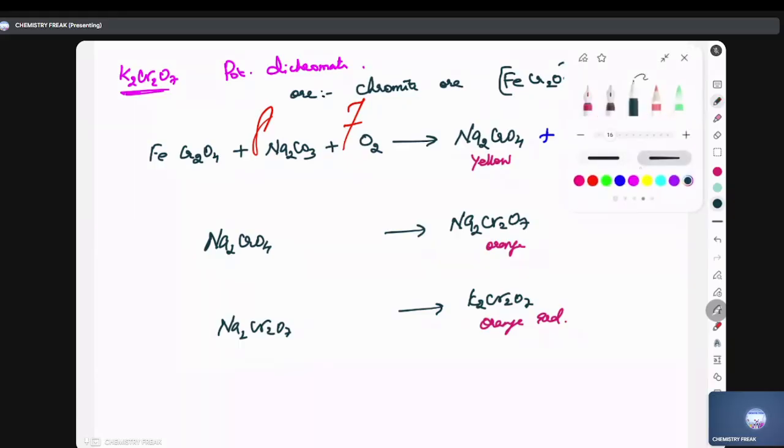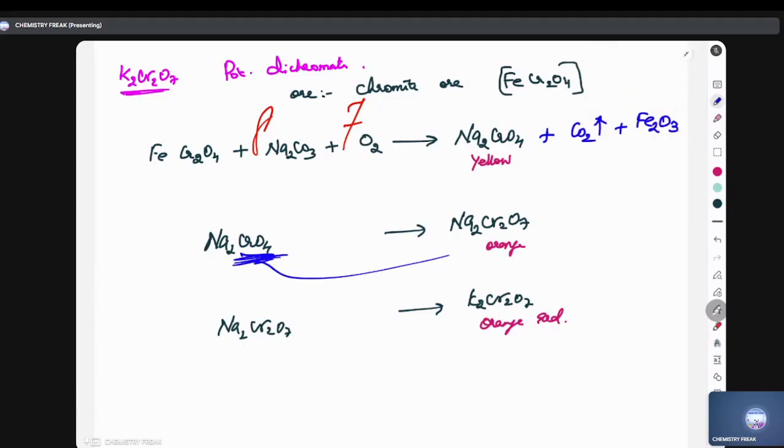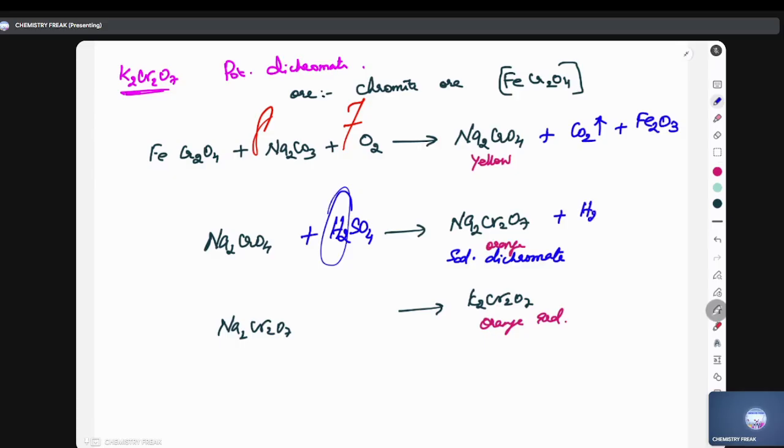Look at the next reaction. Sir, how to convert chromate into dichromate? The reagent used for this purpose is our best reagent, sulfuric acid. It will convert chromate into dichromate. And what are the products removed? Hydrogen is removed as water, and sulfate is removed as sodium sulfate. Finally, we have prepared sodium dichromate.